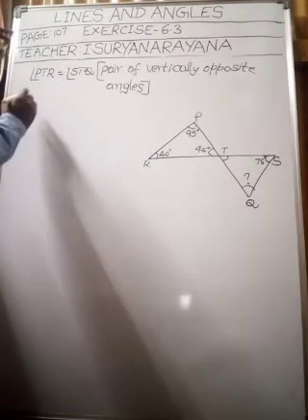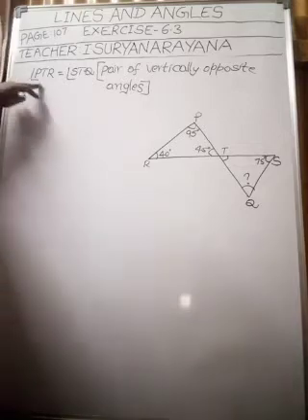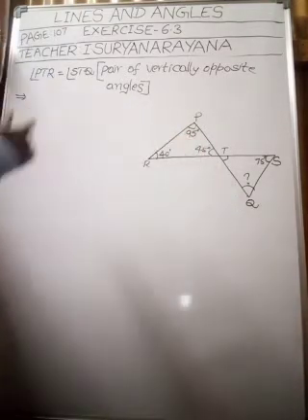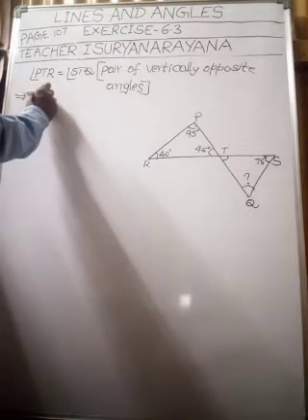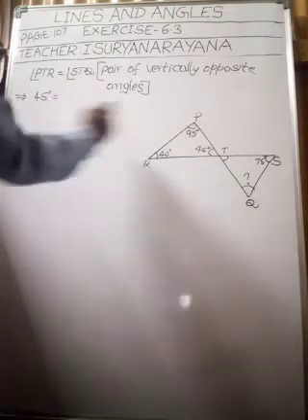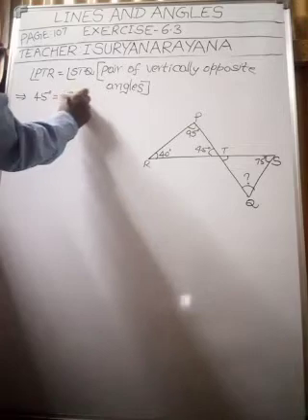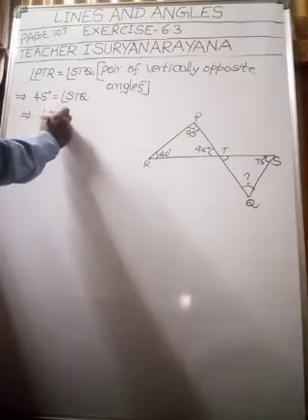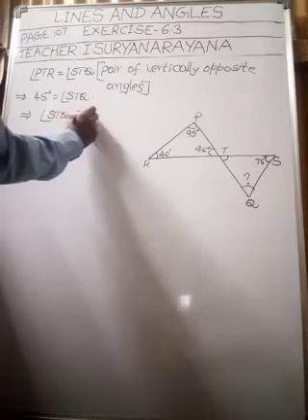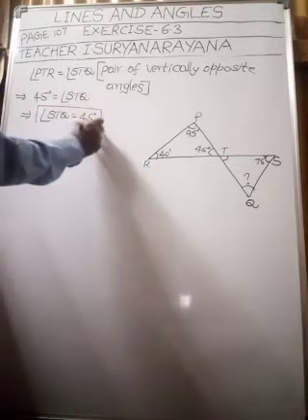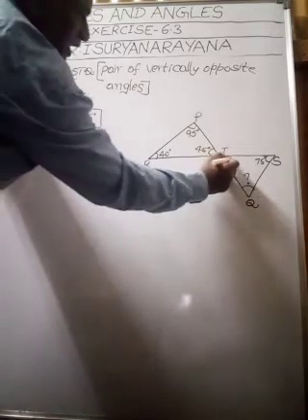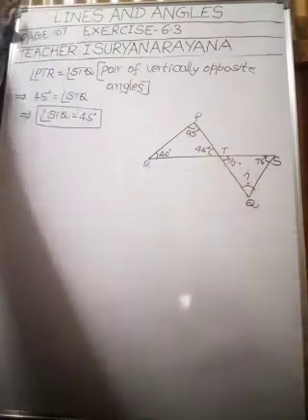Right. This implies, what is the measurement of angle PTR? 45 degrees, is equal to angle STQ. So angle STQ is equal to 45 degrees. Understood this step, my children? We got this angle also, the measurement of this angle also.